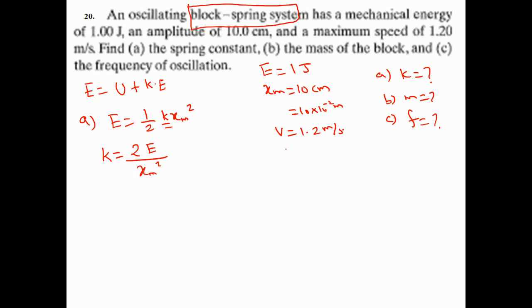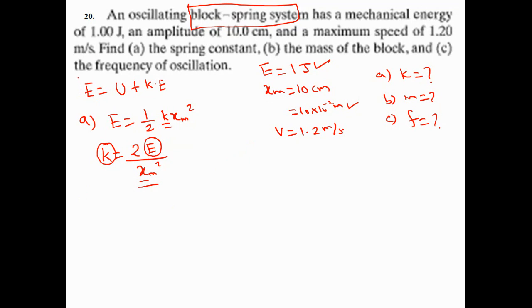Am I right? Yes, you are right. Now you can see the energy value is given. What is the value of energy? It is already given in the question, 1 joule. What is the value of amplitude? Amplitude is given as 10 centimeters. When you substitute, you will get the answer for the spring constant. Am I right? Okay, what is your second question?